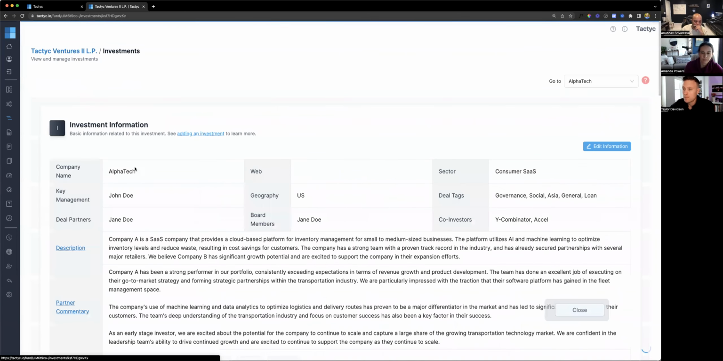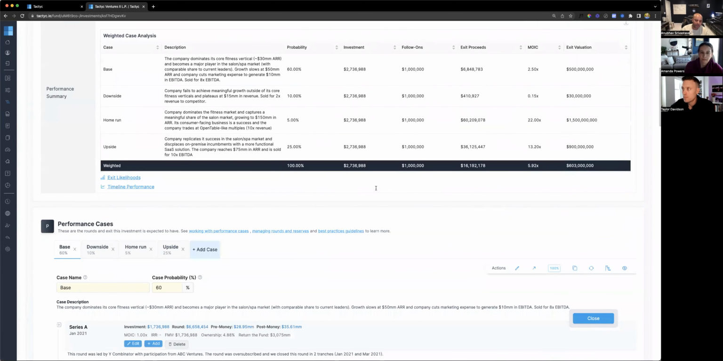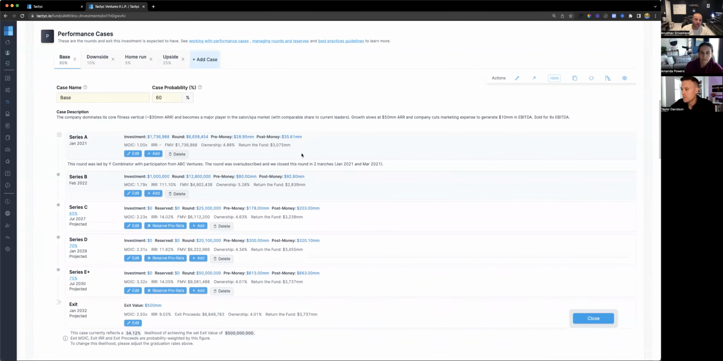Now, for every company, I'm going to skip over a lot of portfolio management stuff. Tactyc does that; you can track a lot of things by sectors, by geographies. But I'm going to really focus on this section where you can build out the rounds of these investments. These are rounds that have occurred.